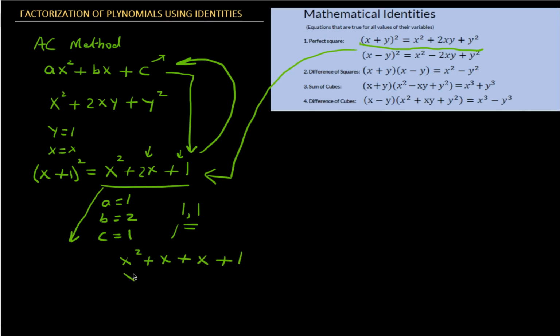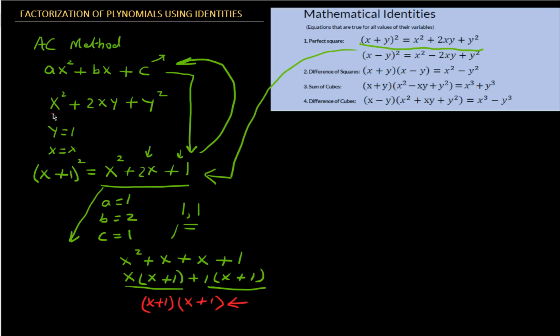Now if we take common, we will be left with x plus 1 here, and plus 1 common from this side, x plus 1. Then we take x plus 1 common from these two binomials. If we take x plus 1 common, what will be inside? x from the first and x from the second. So this is the factored form. So you can use any of these methods.